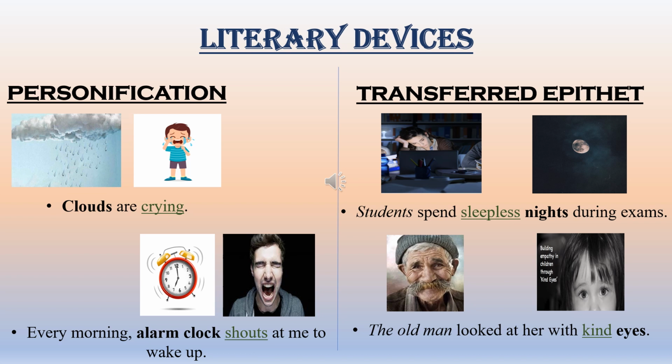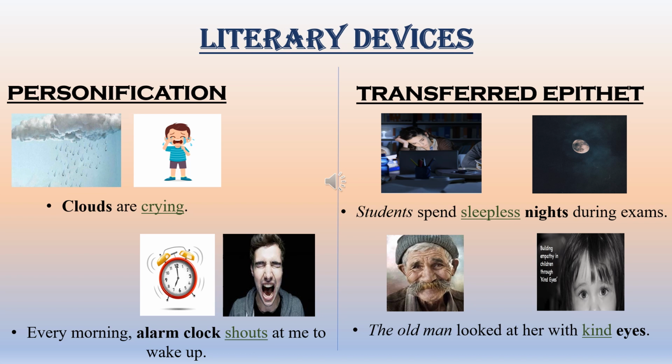Let's look at the second example. Every morning, alarm clock shouts at me to wake up. Now, can the alarm clock really shout? No, it does not have a mouth, it does not have a tongue, it cannot produce sound, it cannot speak. Human beings can shout. So here we have personified the alarm clock. We have given the ability of shouting, which only human beings possess, to the non-living alarm clock. So alarm clock shouts at me becomes an example of personification.